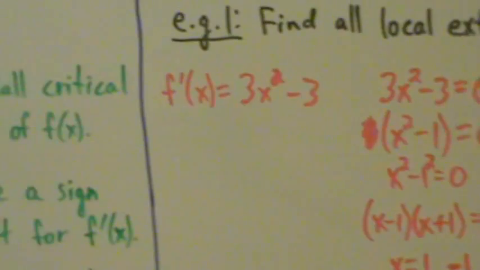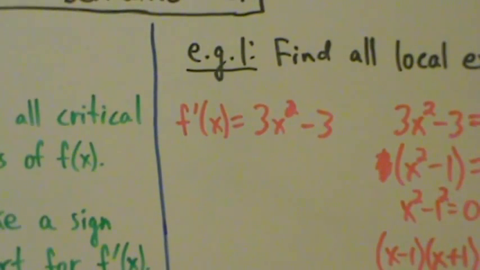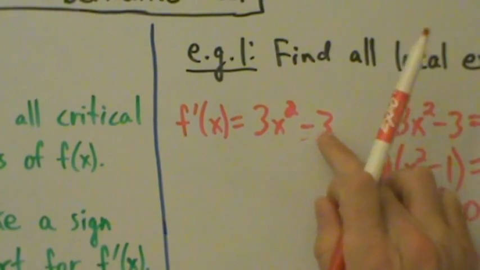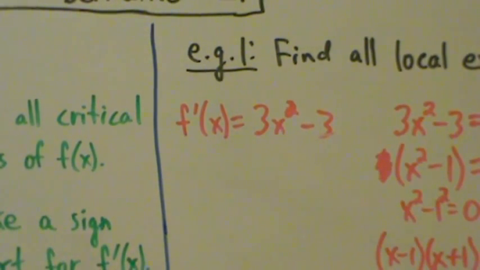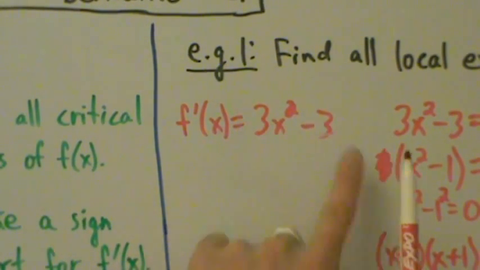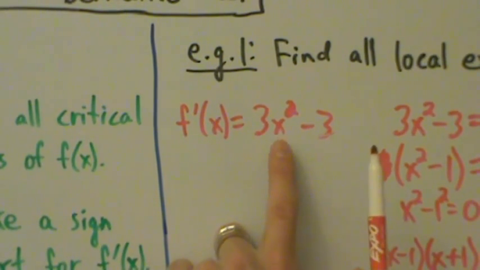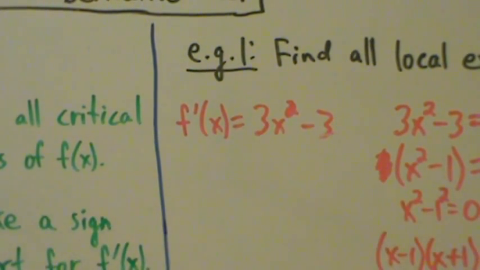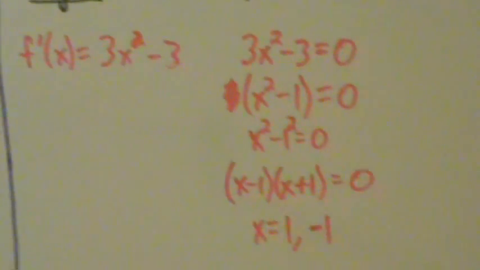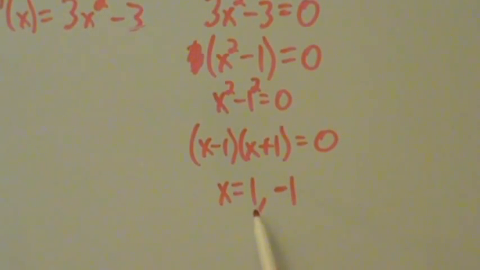Now we also have to figure out, where's the derivative undefined? Well, the derivative is just a polynomial, right? It's just a nice little quadratic function here. So there is no value of x that makes this undefined. In other words, any value of x you put in here, nothing crazy is going to happen. It's not going to be undefined. So there are no critical points where the derivative is undefined. So these are the only 2 critical points we have: x equals 1 and x equals negative 1.